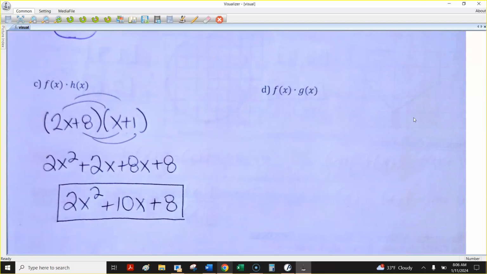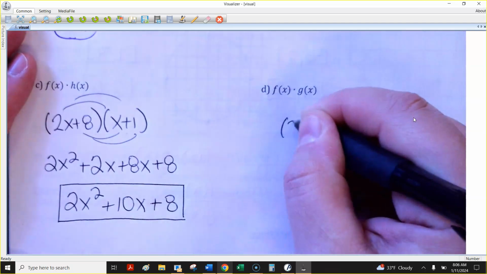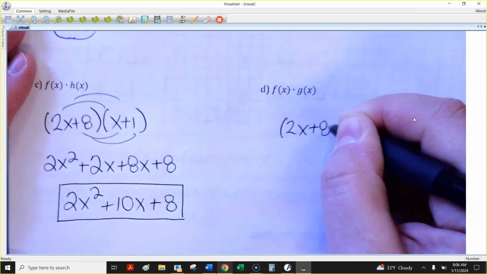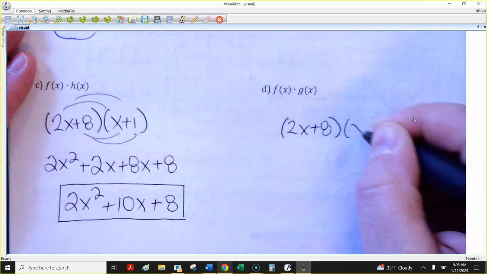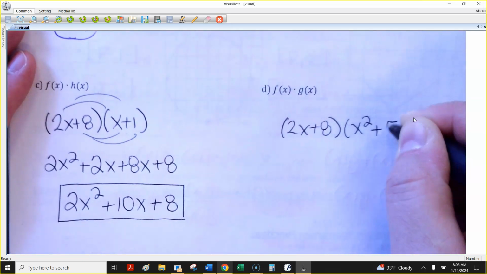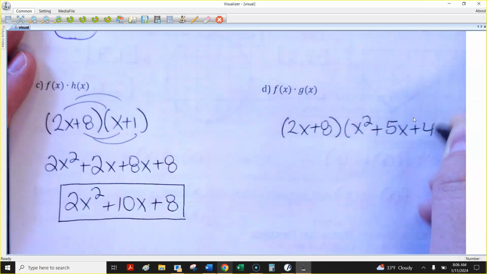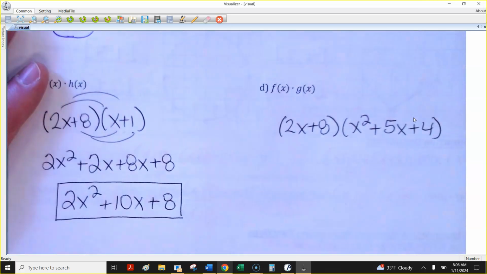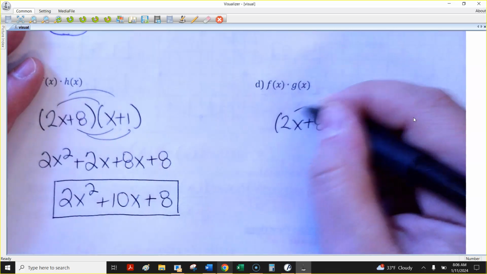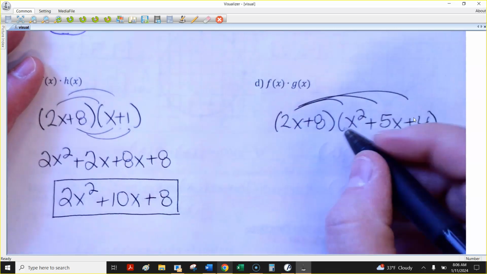All right, if I do f of x, again, this is this 2x plus 8 times g of x. That was the quadratic. The x squared plus 5x plus 4. This is like FOIL on steroids. It's like a triple distributive property. So if you do like to draw a box, just draw like a 2 by 3 box.